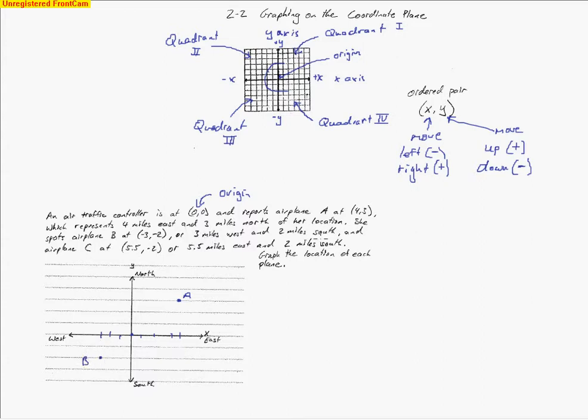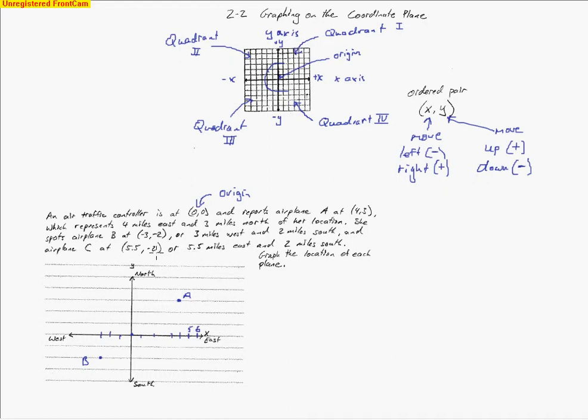And then we have one more, and airplane C is at 5.5 miles to the east, and then 2 miles down, which would be -2, representing south. And so 5 miles over, so that's 1, 2, 3, 4, 5. But since I'm going over a half mile, it's in between the 5 and the 6. So here's 5, here's 6. If I'm going to 5.5, I'm right in between those two.